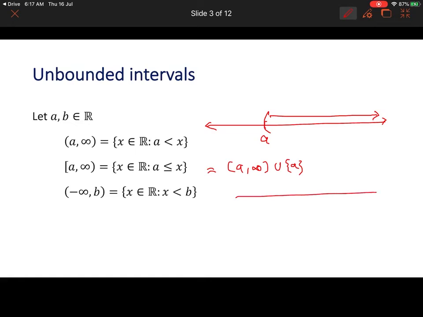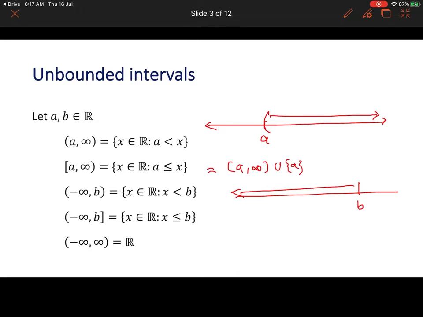Now (minus infinity, b). How can we define (minus infinity, b)? Here you have b. (Minus infinity, b) means all elements to the left of b. So the set of all x element of R such that x is less than b. So b is not an element here. Now (minus infinity, b], the set of all x element of R such that x less than or equal to b. Then one more interval is there, (minus infinity, infinity), which is the entire real line. These are the five types of unbounded intervals in R.